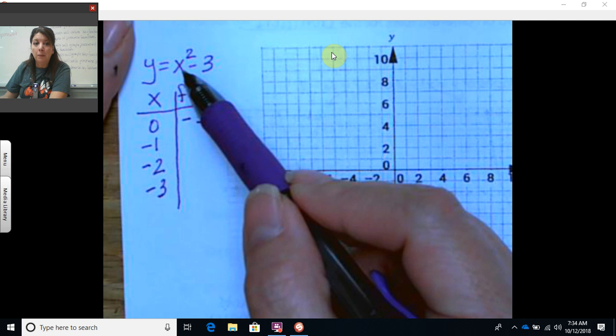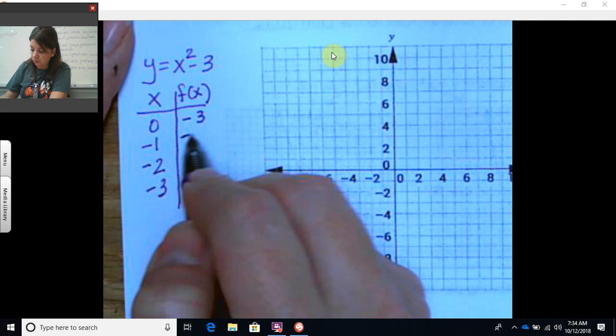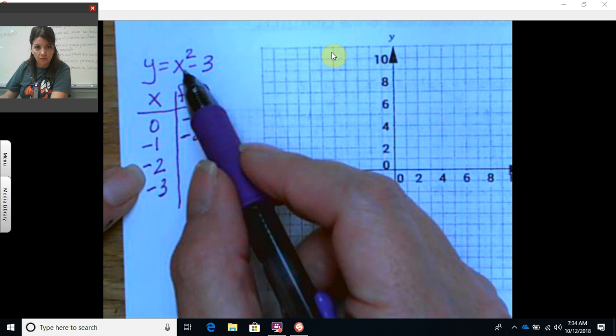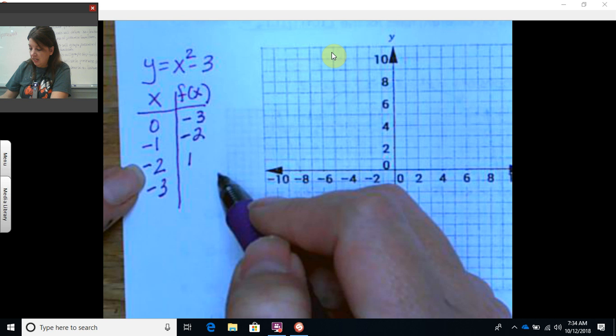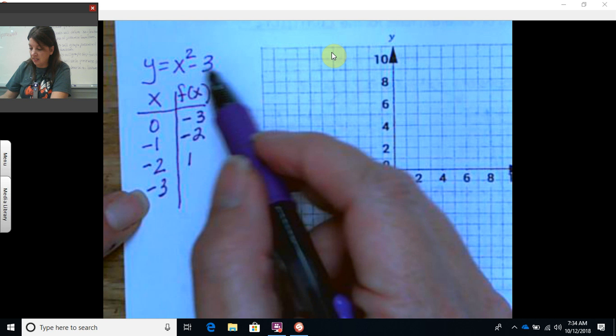+1. Minus 3 gives me -2. Substitute -2. -2 quantity squared is 4. 4 minus 3 is 1. -3 quantity squared is 9. 9 minus 3 is 6.